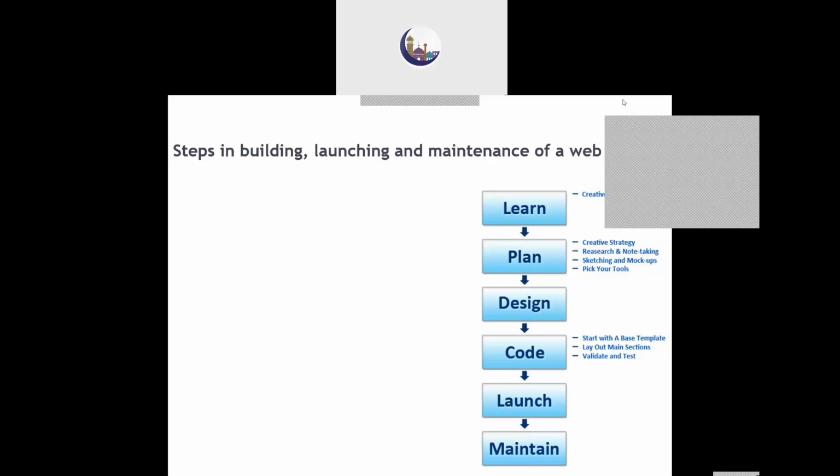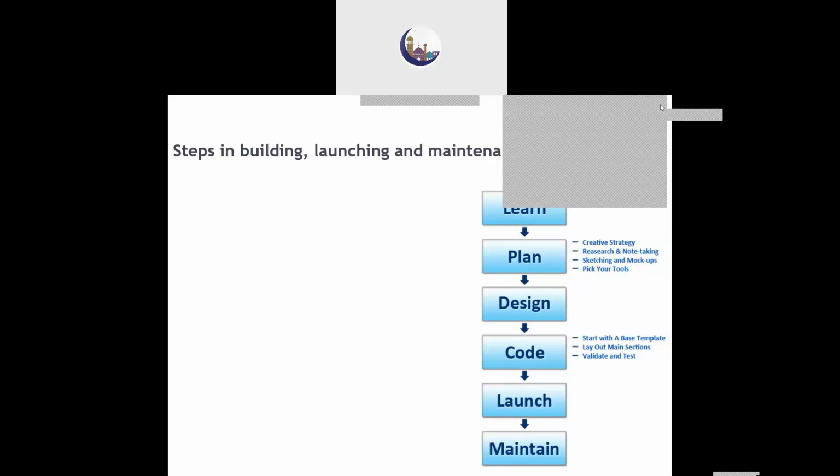Just to give a rewind on what we have discussed till now. First step is to learn. Second is to plan. Third is to design. Fourth is to code. Fifth is to launch. Sixth is to maintain. So altogether there are six steps.